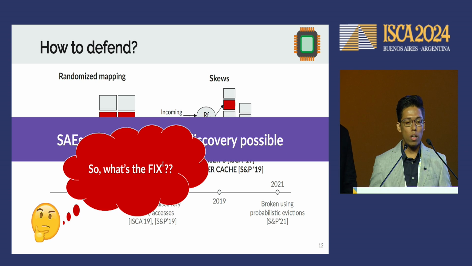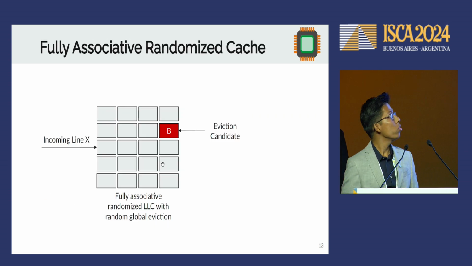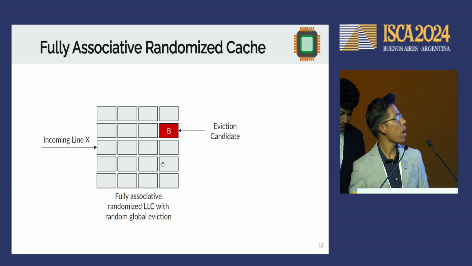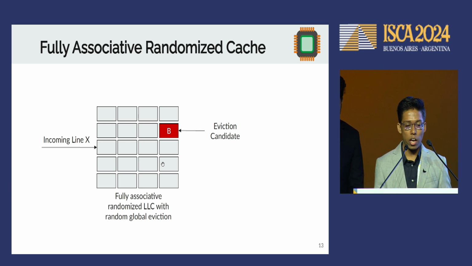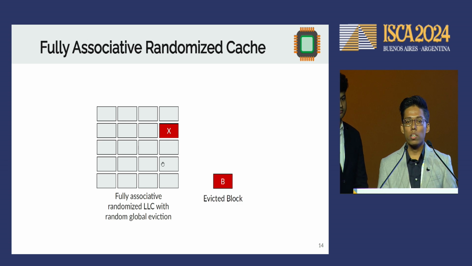So what is the fix? An ideal scenario would be to use a fully associative randomized cache, where there's no correlation between the incoming line and the eviction candidate. So the attackers get no idea what is being accessed by the victim.